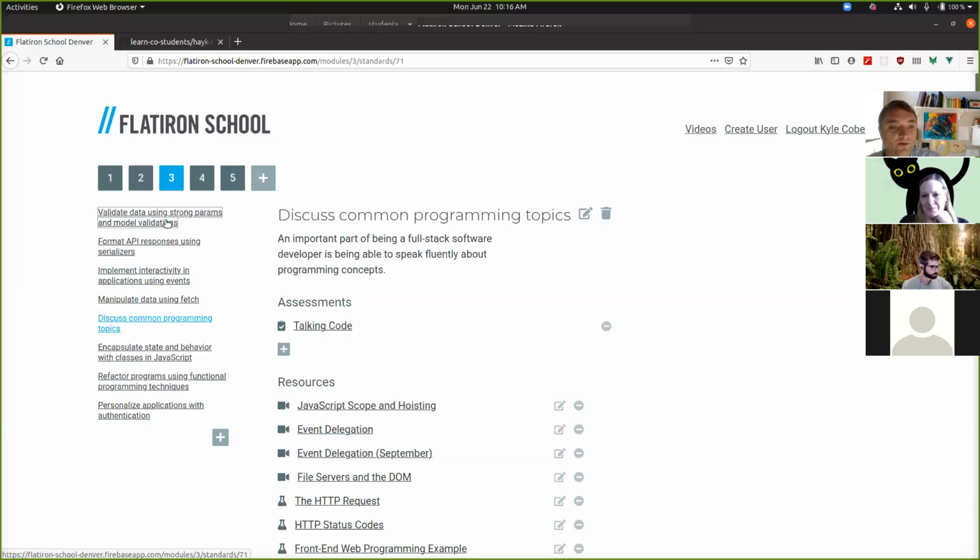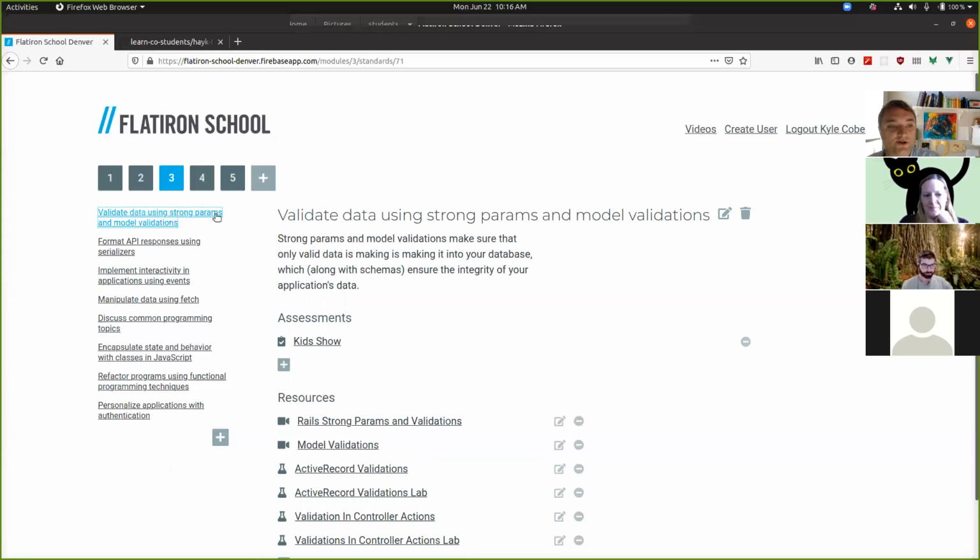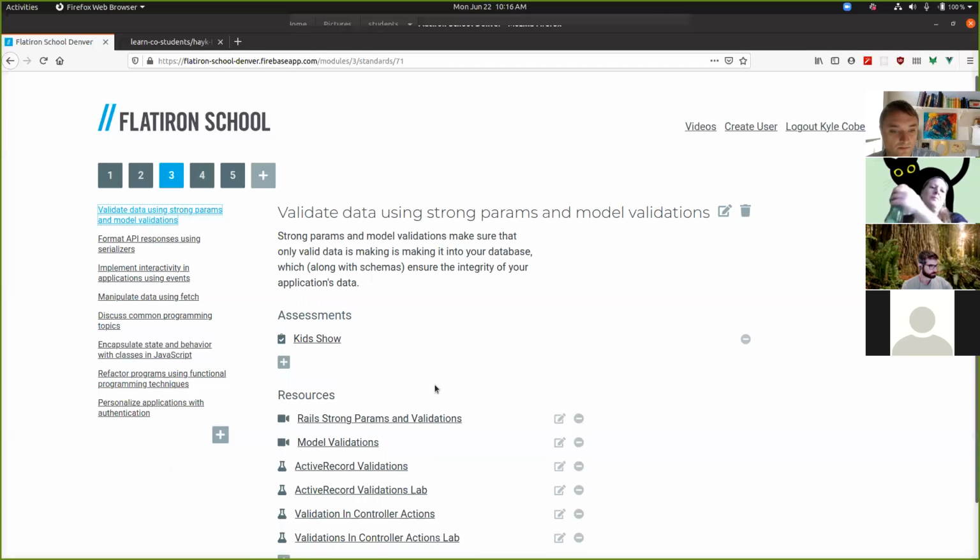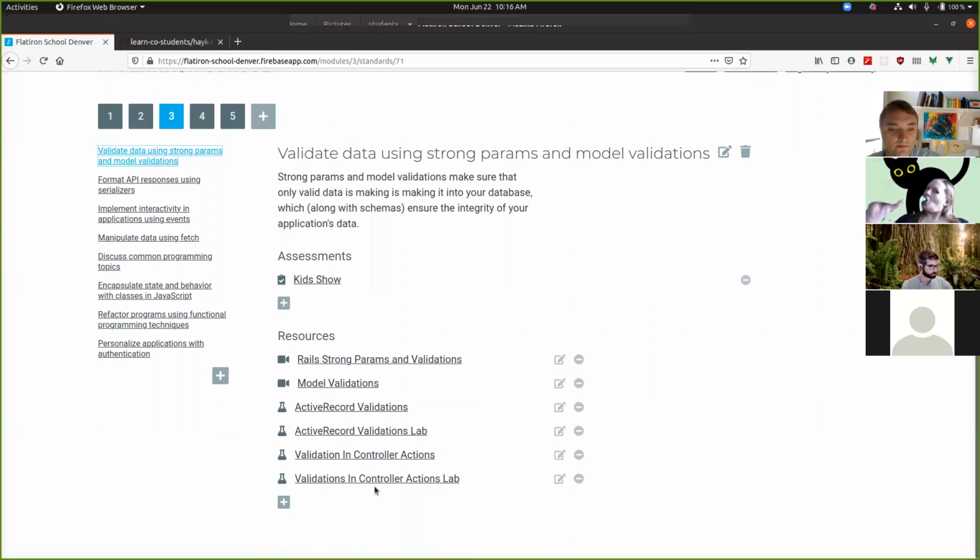So what I would do with the rest of your day is try to get this strong params and model validations thing knocked out. We've got some resources for you here. There's not that much to it. If you can get this done and over with, that would be a very good use of your Monday. So we can just start talking about events as soon as possible.